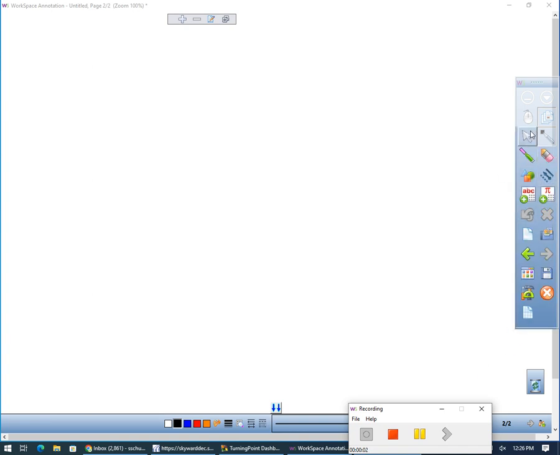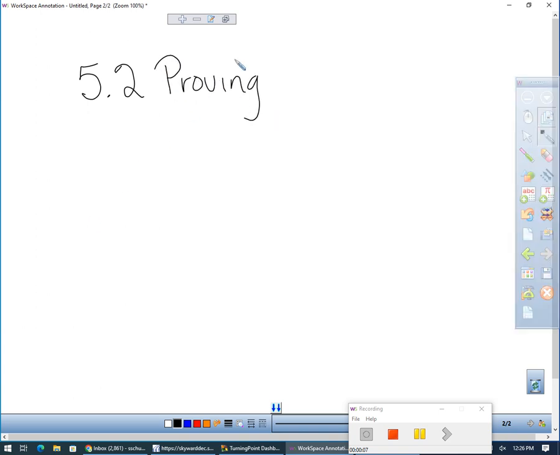So today we are moving into section 5.2. So 5.2, this section is proving trig identities.